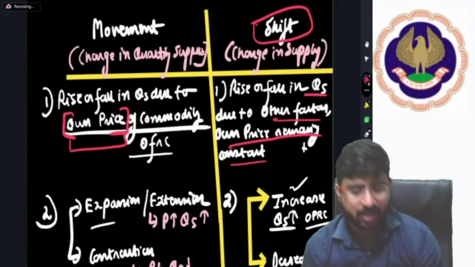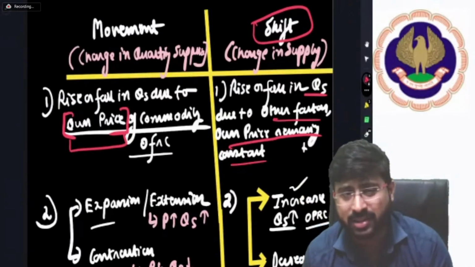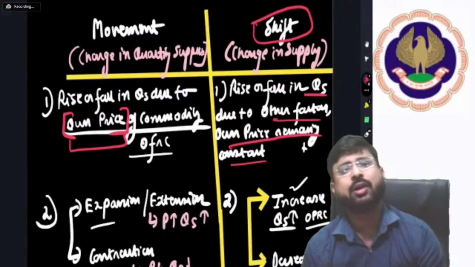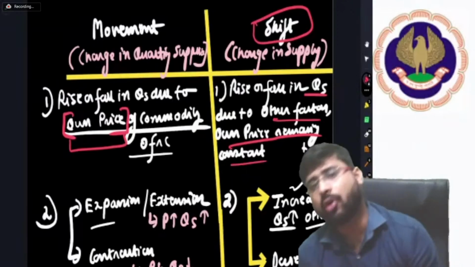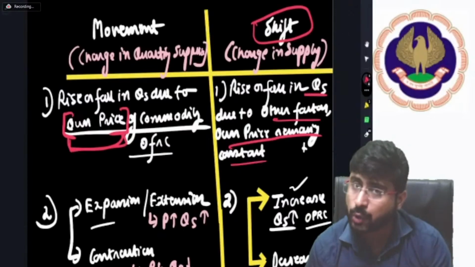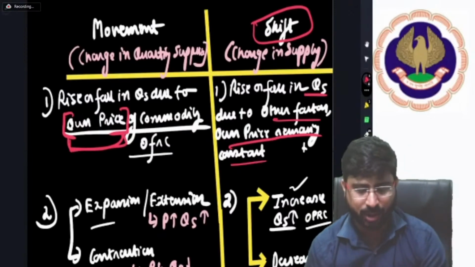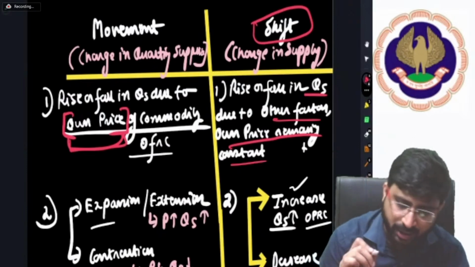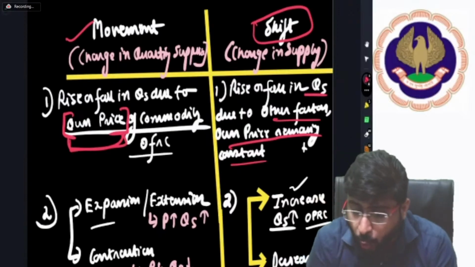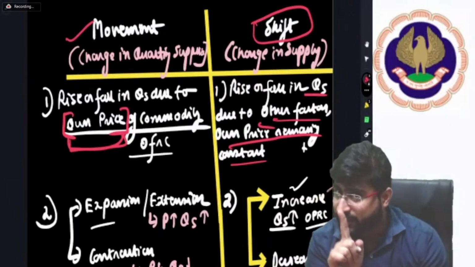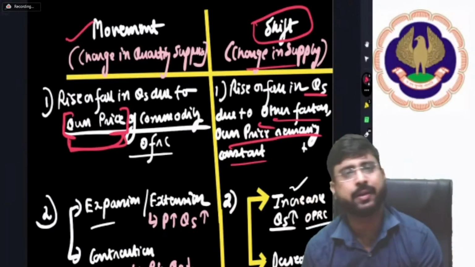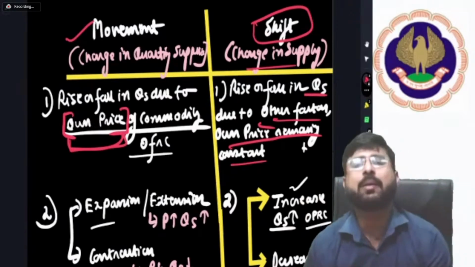So whenever there is a rise or fall in quantity supplied due to the own price of the commodity, other factors remaining constant, then we are talking about movement. But whenever there is a rise or fall in quantity supplied due to other factors, not the own price, which stays silent here, that is change in supply, or shift of supply.